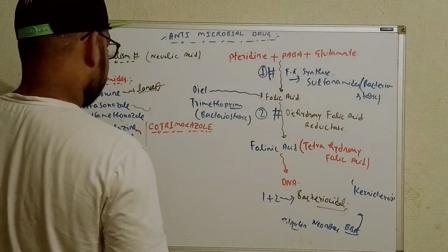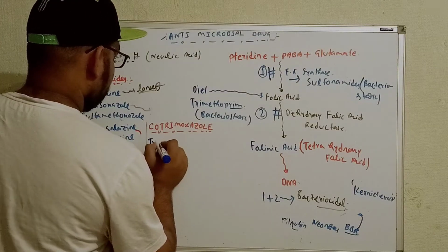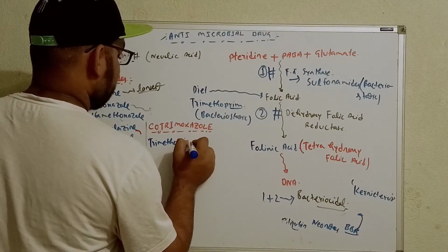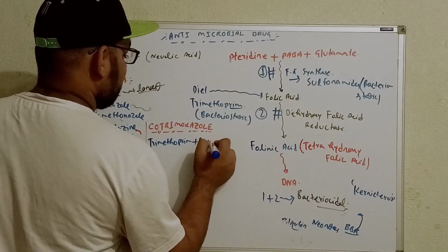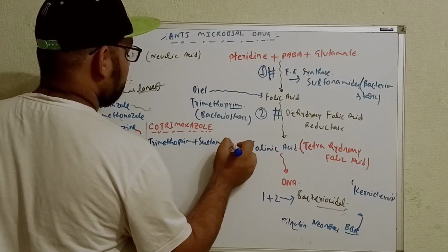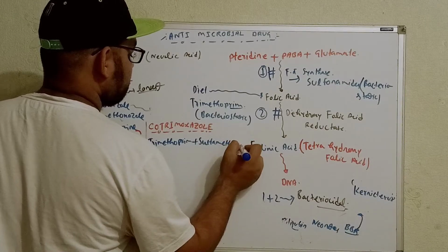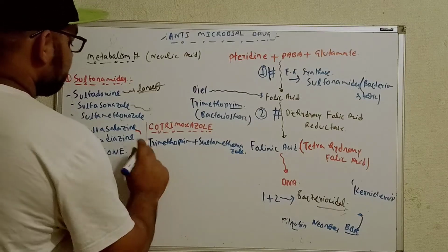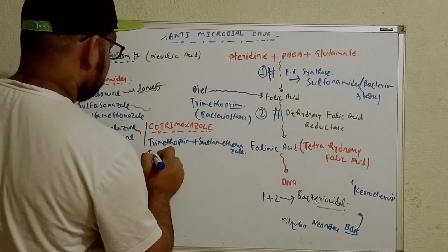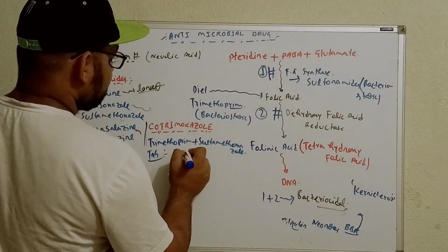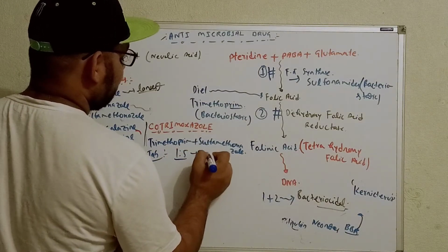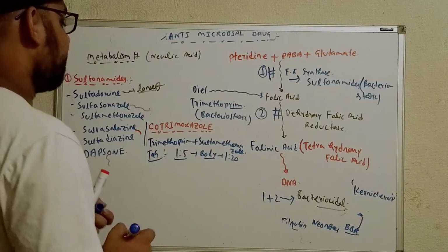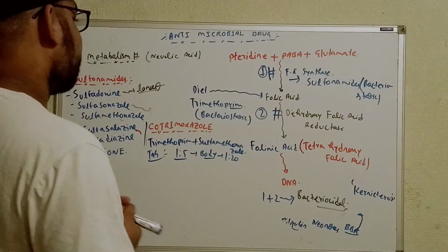The two drugs are trimethoprim plus sulfamethoxazole. In the tablet, we use a 1:5 ratio. But once it is in the body, the ratio will be 1:20. So for trimethoprim plus sulfamethoxazole, this type of ratio is taken.